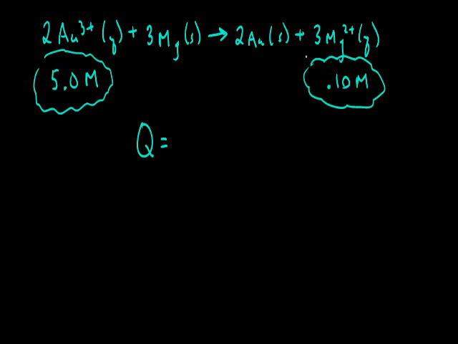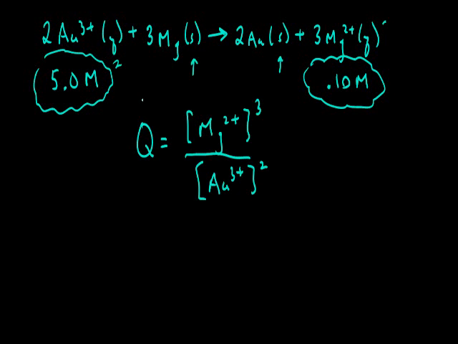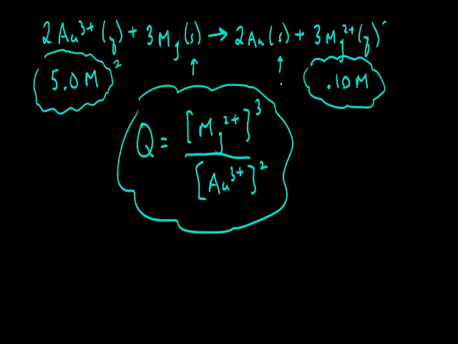Let's also set up our expression for Q, the reaction quotient, keeping in mind that when we set up an equilibrium constant expression, solid phases drop out of the expression, aqueous phases remain in the expression. The expression is also a ratio of product divided by reactant. For this particular reaction, our expression for Q would be the magnesium concentration cubed because we have the coefficient of 3, and then also divided by the gold concentration, which is our reactant, and that's raised to the second power because of our balanced equation coefficient of 2.